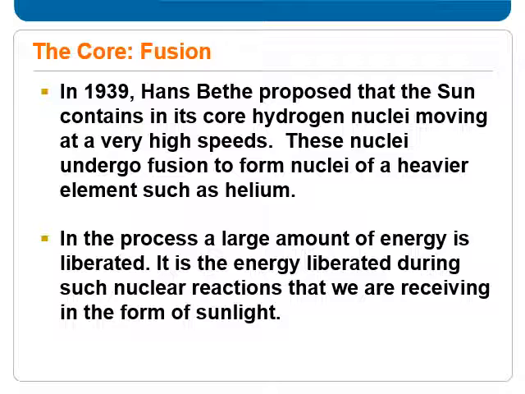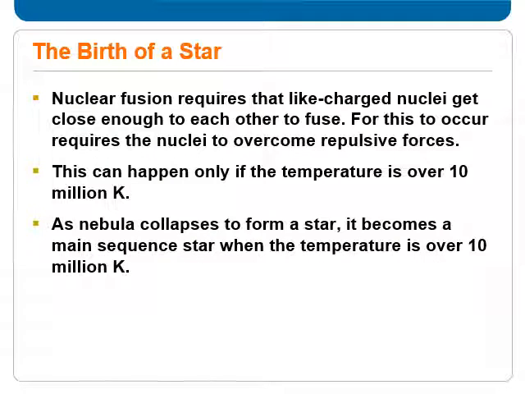In 1939, Bethe proposed that the Sun contains in its core hydrogen nuclei moving at very high speeds. These nuclei undergo fusion to form nuclei of heavier elements, such as helium. In the process, a large amount of energy is liberated. It is the energy liberated during such nuclear reactions that we are receiving in the form of sunlight. Bethe was able to explain the birth of stars.